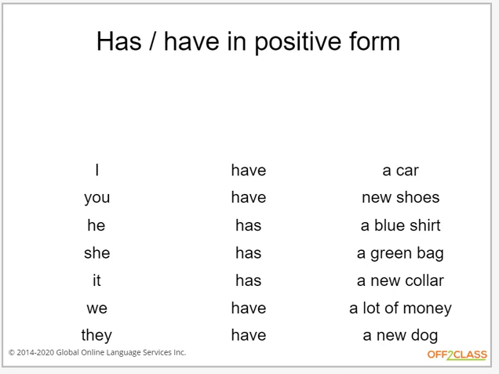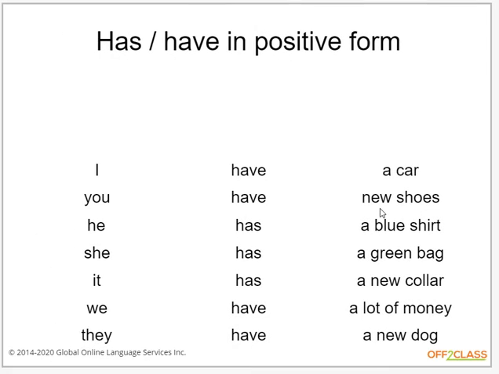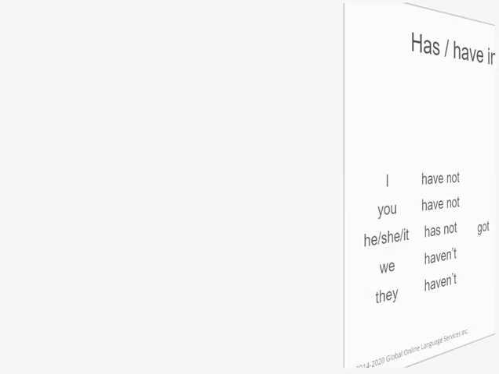Okay, so keep going. So now has/have in negative form. Make sentences using the negative forms, like I have not, I do not, right? So let's go back and look at some more. You have not, you do not. So remember the words from the original slide, right? A car, new shoes, so let's practice using these.